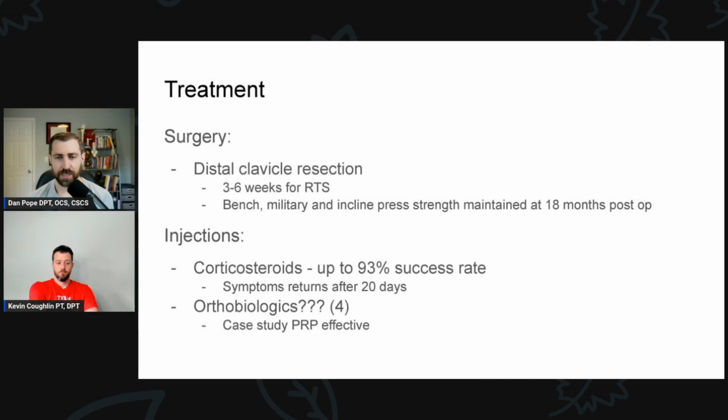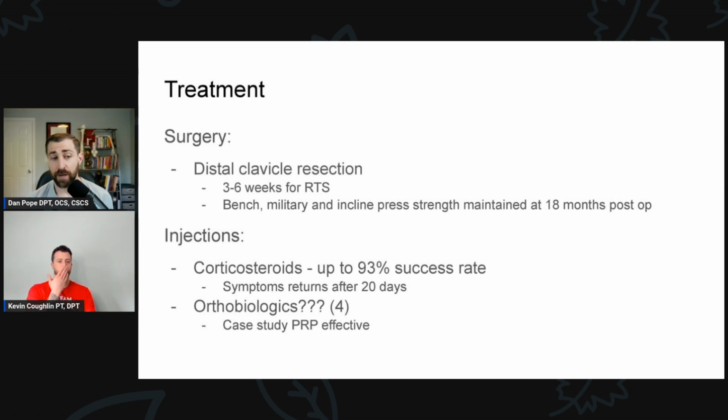What I will say is that we need more research on this, right? Like I said, there's not a lot of research on DCR, but the studies that do exist show some pretty good outcomes. In the study I included here, the participants returned to bench press, military press, incline press, and their strength was maintained 18 months post-op. So at least that sounds good to me. They're getting back quick and their strength is maintained, which is pretty cool, right?